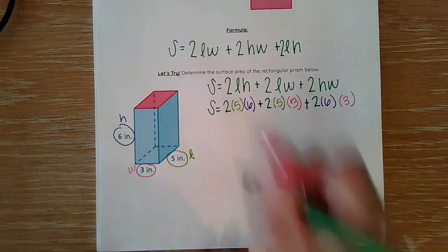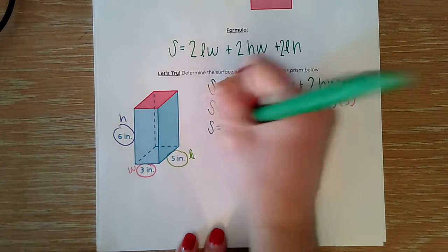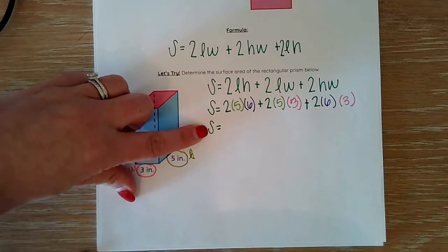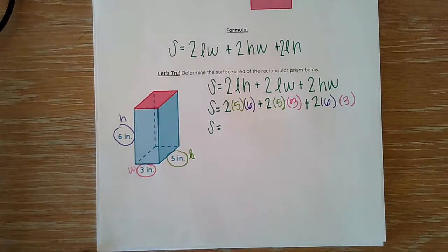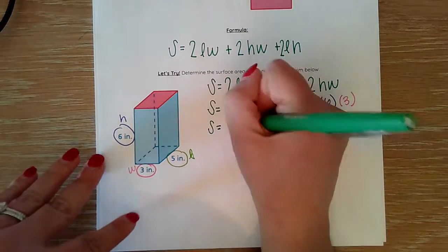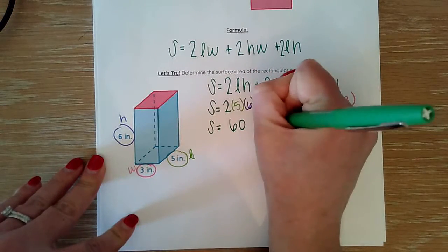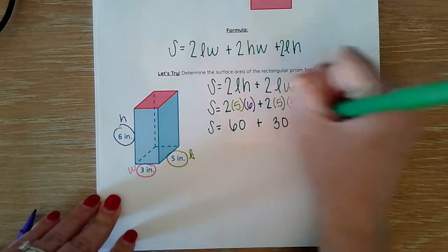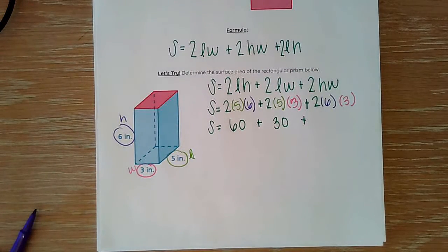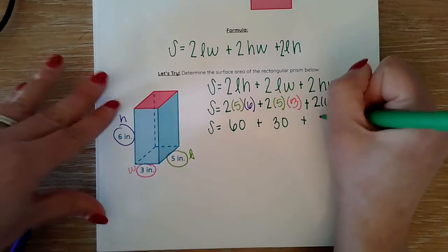All right, so now I want to see this next step. You may plug everything into a calculator, but we are going to see this next step. So when I have 2 times 5 times 6, that is going to get me 60. I add that to 2 times 5 times 3, which gets me 30. And then lastly, I have 2 times 6 times 3, which gets me 36.